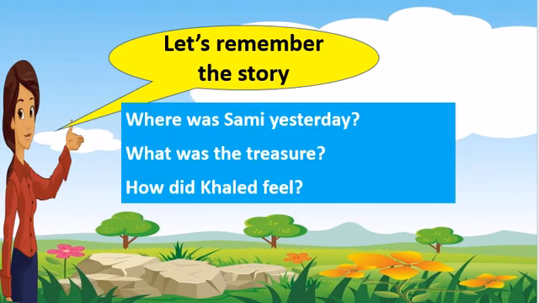Let's remember the story of the previous lesson. Where was Sammy yesterday? Good. He was at Boga Beach. Very good. What was the treasure? It was an old box with a photo and a watch in it.